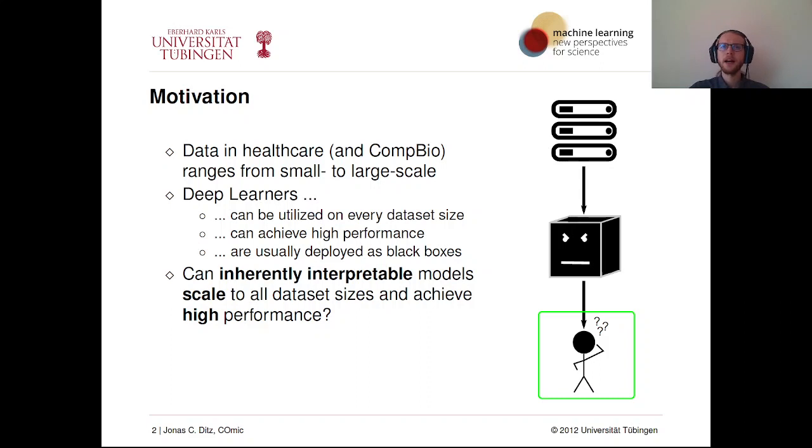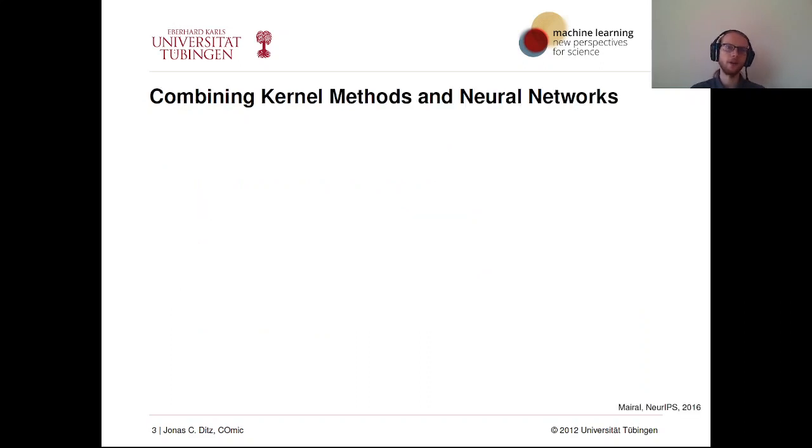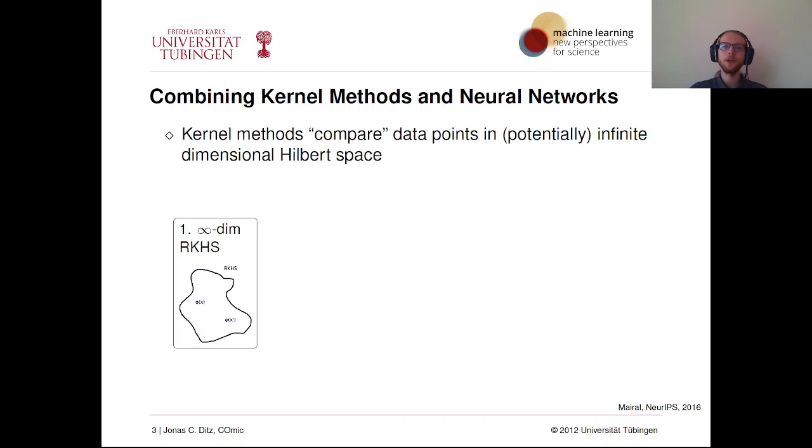So, how can you combine kernel methods and neural networks? To recap, a kernel method compares data points within a potentially infinite dimensional Hilbert space. To make this comparison computationally feasible, they utilize the kernel trick, which allows them to compute the similarity of data points within these infinite dimensional spaces without explicitly projecting data points into the spaces.